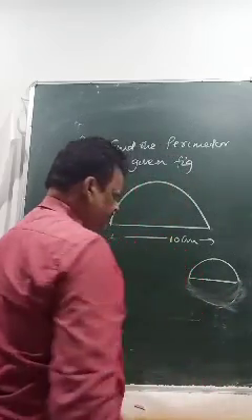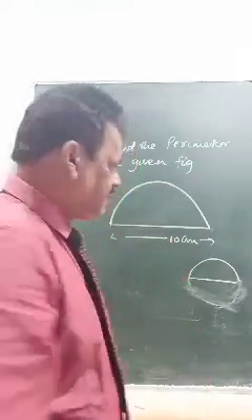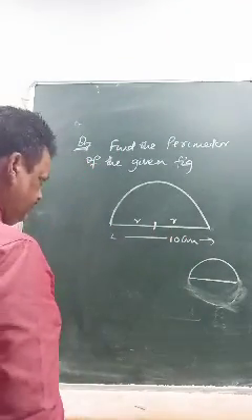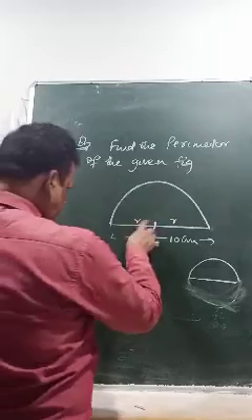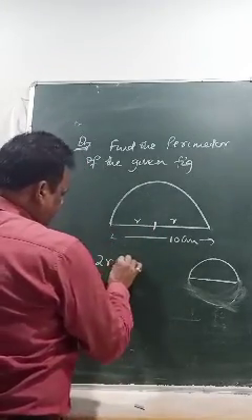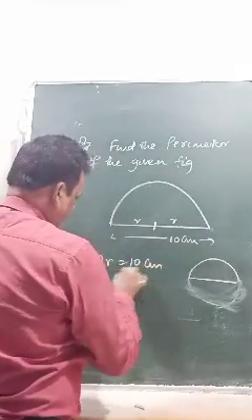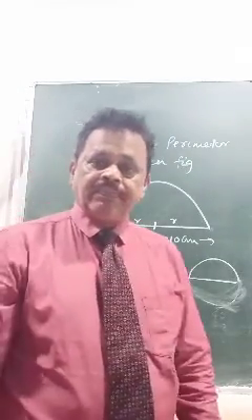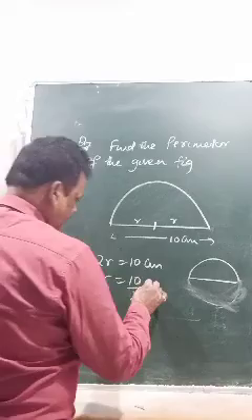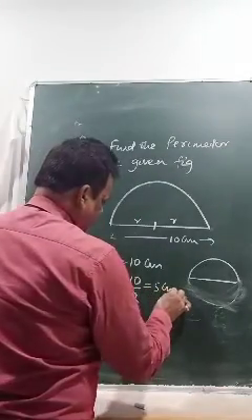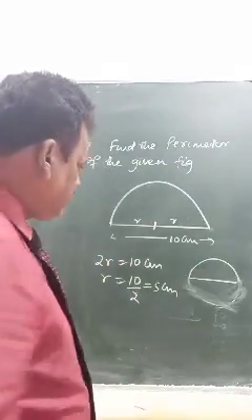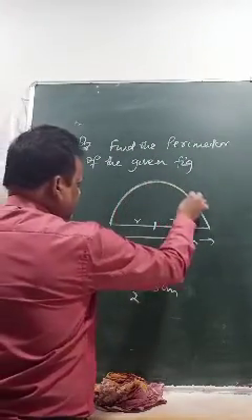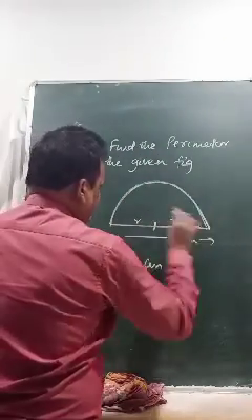Diameter is given. The diameter means what? 2r, because this is r, this is r. So 2r equals 10. r is equal to 10 by 2, which is 5 centimeter. Try to understand what the perimeter is here. Perimeter means this half circle plus diameter.